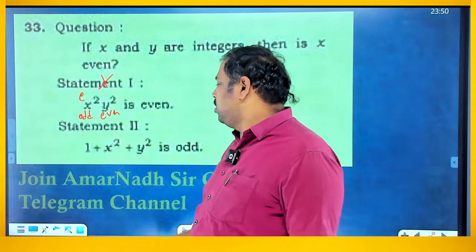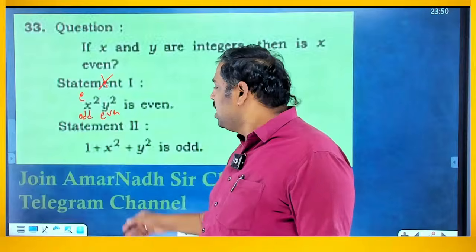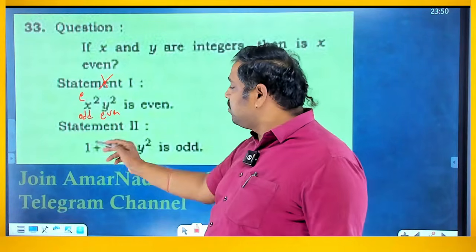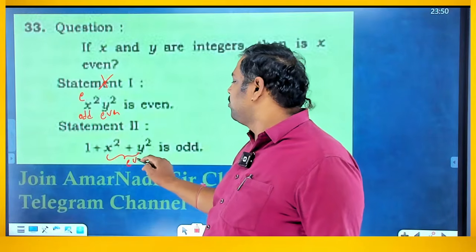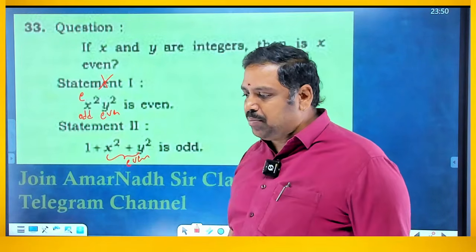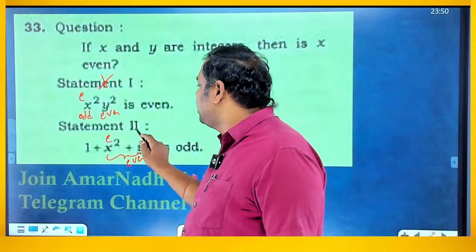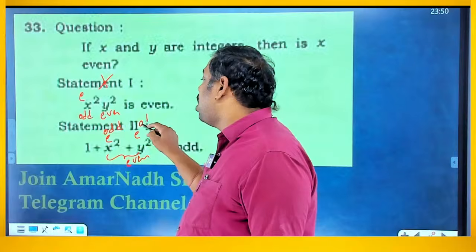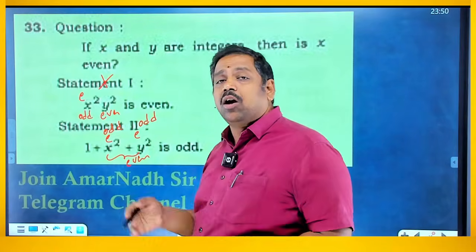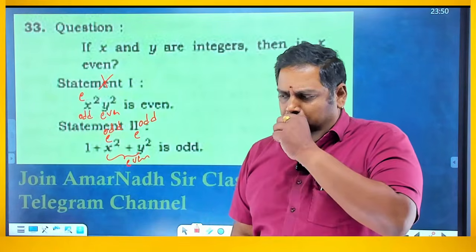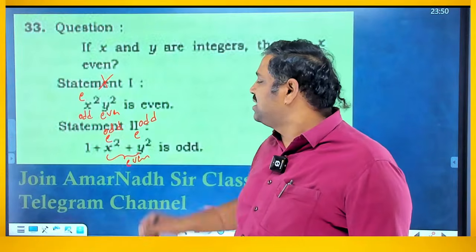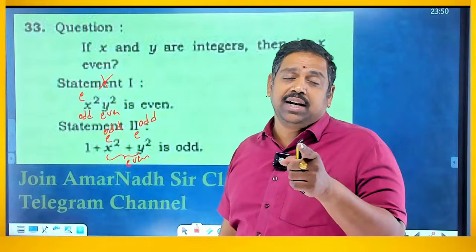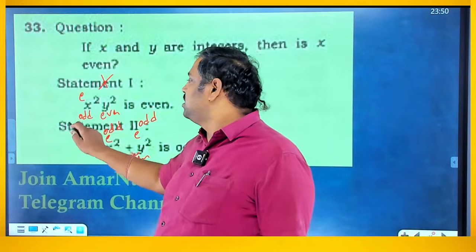If I go to the next one, x square plus y square plus 1 is the odd number. If you add plus 1 it is odd, that means that x square plus y square is even. If both are even, yes, even square plus even square is even. Or if both are odd, odd square plus odd square is odd plus odd, even only, right? From this I can say that both x and y are even or both x and y are odd, but I can't assure that x is even or odd. That's why this is not sufficient.